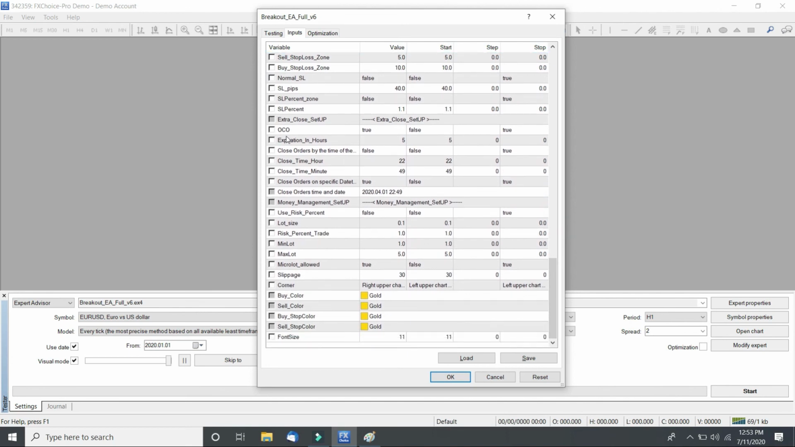OCO, one cancel other, meaning if one of your orders was triggered, if the sell order was triggered, your buy order will cancel. If the buy order triggers, the sell order will cancel. I always leave it to true, just in case. I'm not running the trend.